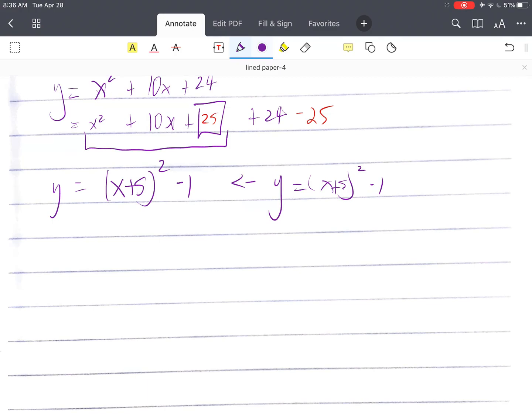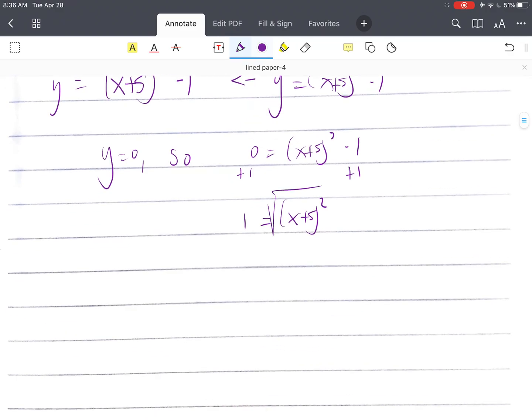What we want to do now is we want to solve this equation. And solving the equation means y is equal to 0, okay? y is equal to 0. So we're going to have 0 is equal to x plus 5 squared minus 1. And now we're solving this equation normally. We're going to add 1 to both sides. 1 is equal to x plus 5 squared.